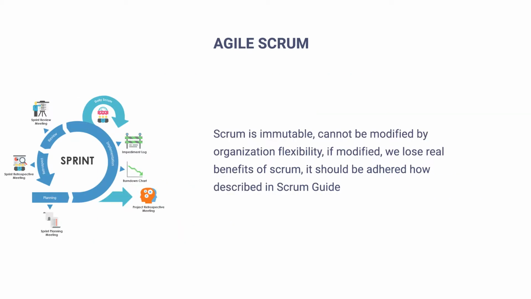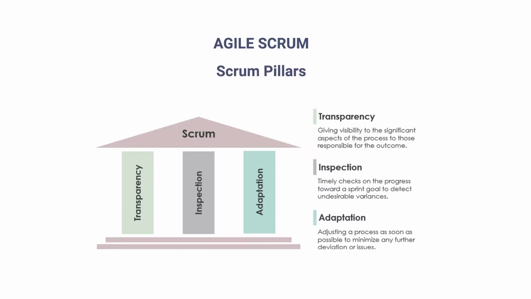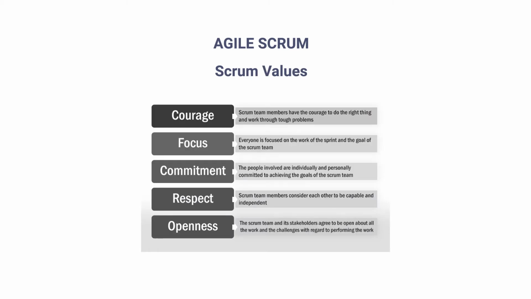Scrum is immutable and cannot be modified for organizational flexibility. If modified, we lose the real benefits of Scrum. It should be adhered to as described in the Scrum Guide. The three main pillars are transparency, inspection, and adaptation. The Scrum values are commitment, courage, focus, openness, and respect.